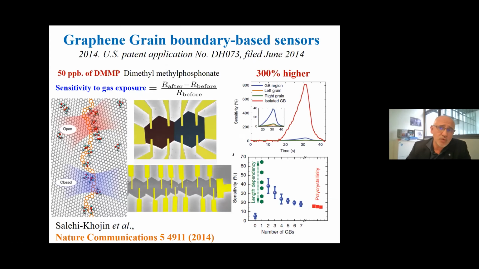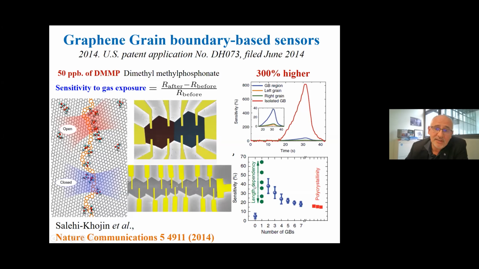Some people have actually used the grain boundary as a factor to probe and detect some molecules. Here you see there was a publication, but also a patent, where they measure the sensitivity of their device to gas exposure. This sensitivity is a change in resistance. And here you see that if they have an isolated grain boundary, when you have this dimethyl methylphosphonate under exposure, you have a huge increase of the sensitivity. So they have really detected these molecules coming through this grain boundary.